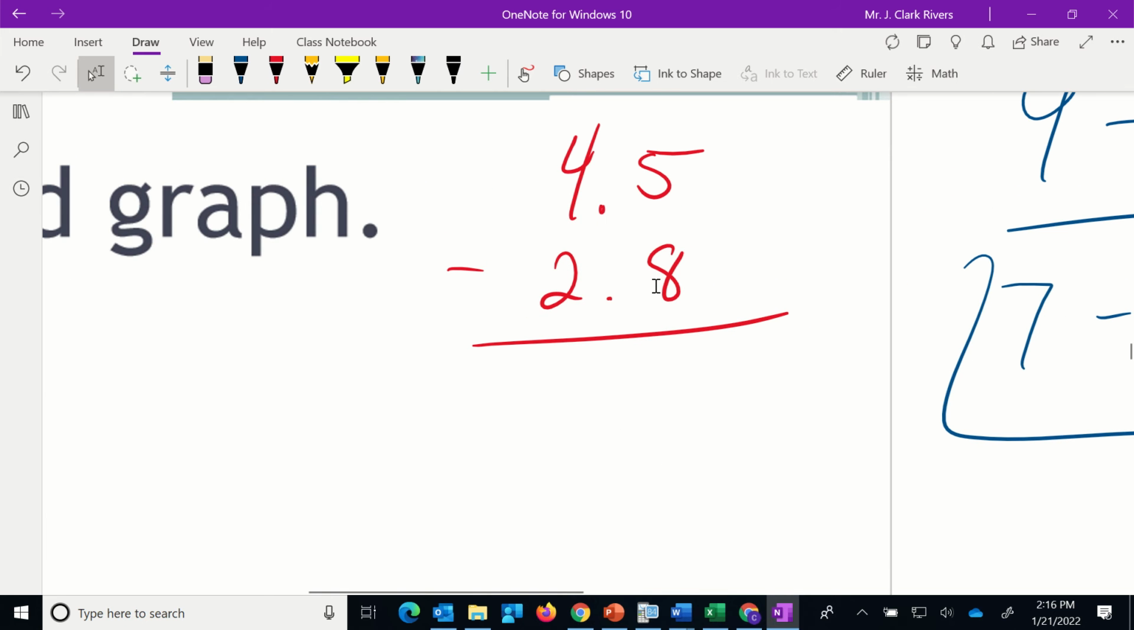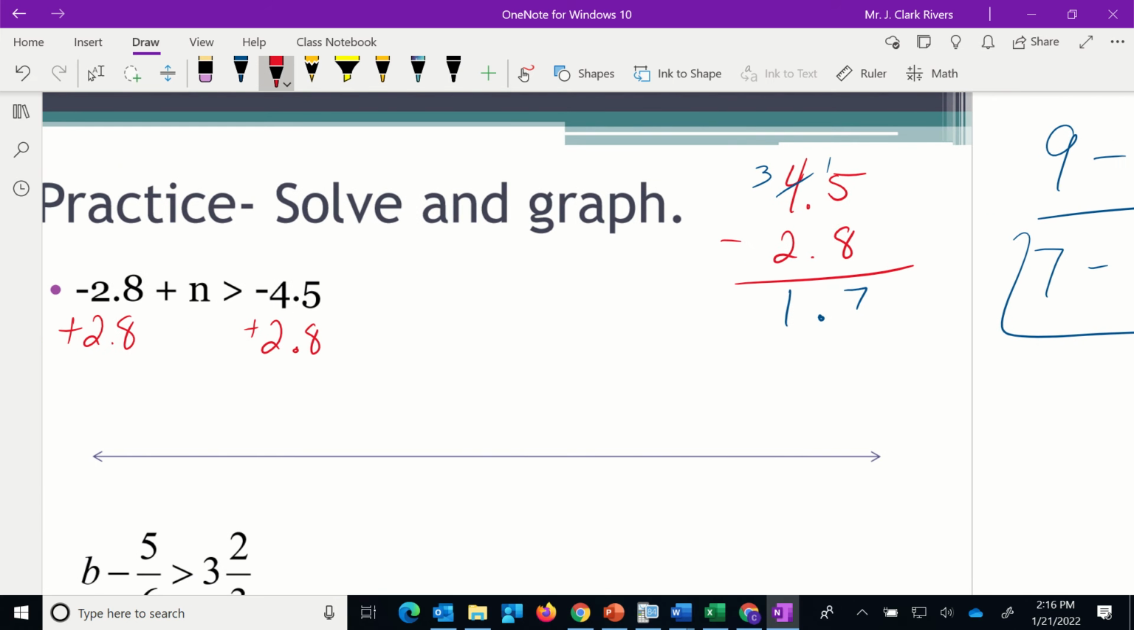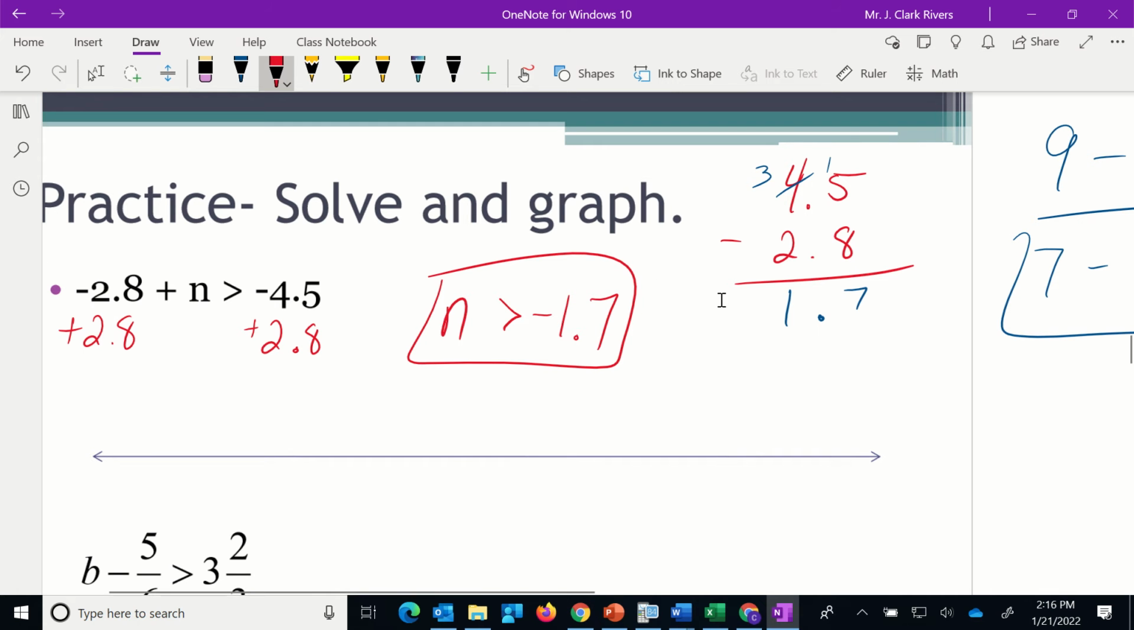5 minus 8, can't easily do that, so we're going to borrow here. So 3, and that becomes a 15. 15 minus 8 is 7. 3 minus 2 is 1. Bring that decimal down, we get 1.7, positive 1.7. Slide back over here, and we get n is greater than, now what does it need to be, y'all? Negative 1.7. So there we go. There is our inequality.